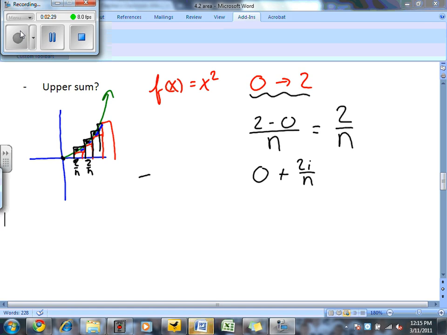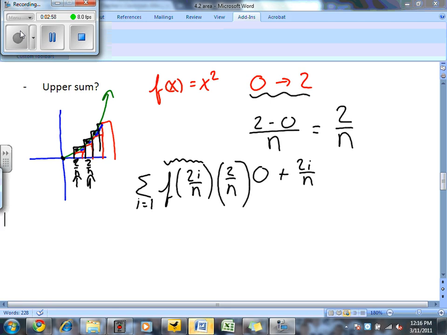When we put this into a summation, we're going to say f of 2i over n. So if I choose i equal to 1, I'm at my first point. If I choose i equal to 2, I'm at my second point, and so forth. If we remember, when we plug it into the function, that gives us our y value, which is the height of our rectangle. Then we need to multiply that by our width, which is always going to be 2 over n, because that was our difference here.